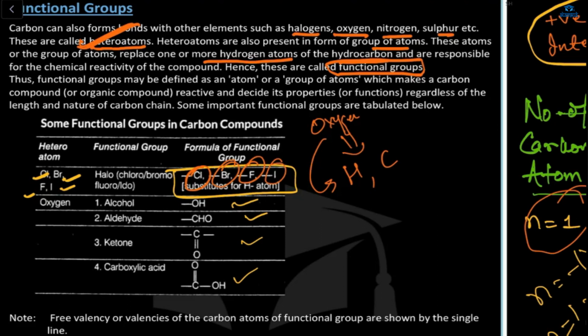So these are doing what? These are replacing your hydrogen atoms. So these are known as your functional groups, which replace your hydrogen atom, and these are also known as your heteroatoms. Thus, the functional group may be defined as an atom or group of atoms which makes a carbon compound reactive and decides its properties regardless of the length and nature of the carbon chain. So this is basically your functional group.